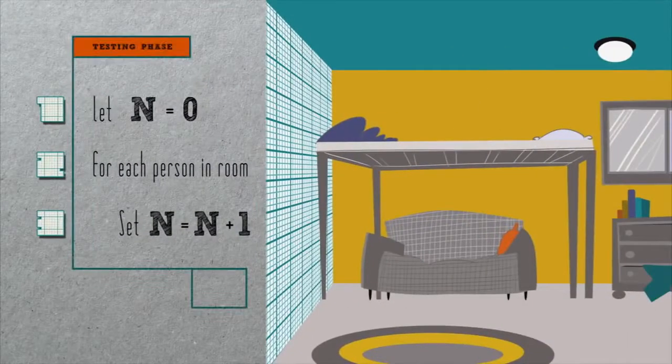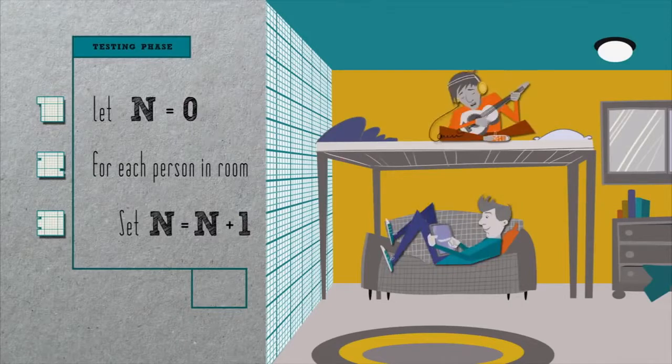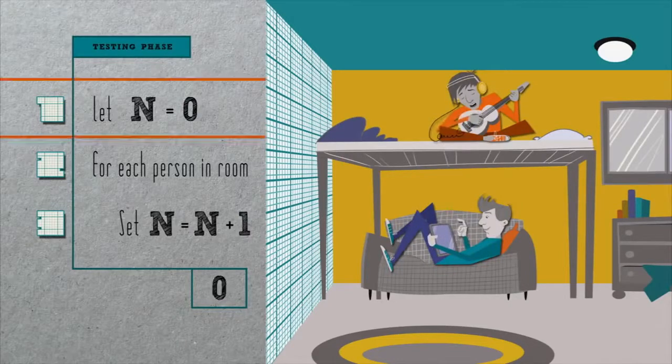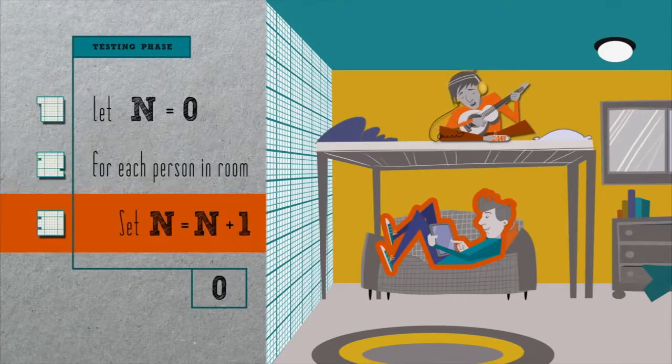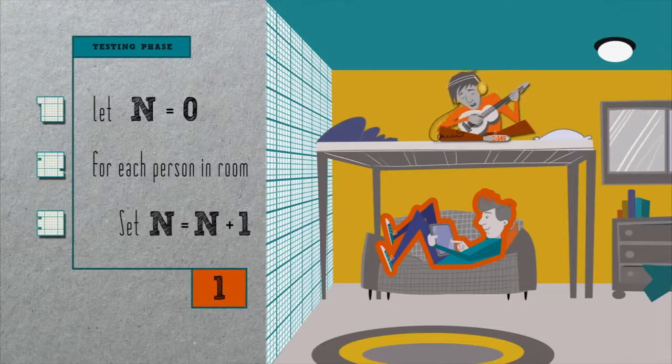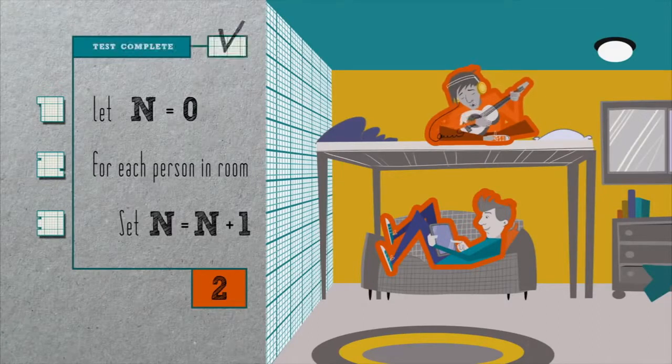Now, is this algorithm correct? Well, let's bang on it a bit. Does it work if there are 2 people in the room? Let's see. In line 1, we initialize n to 0. For each of these 2 people, we then increment n by 1. So on the first trip through the loop, we update n from 0 to 1. On the second trip through that same loop, we update n from 1 to 2. And so, by this algorithm's end, n is 2, which indeed matches the number of people in the room.